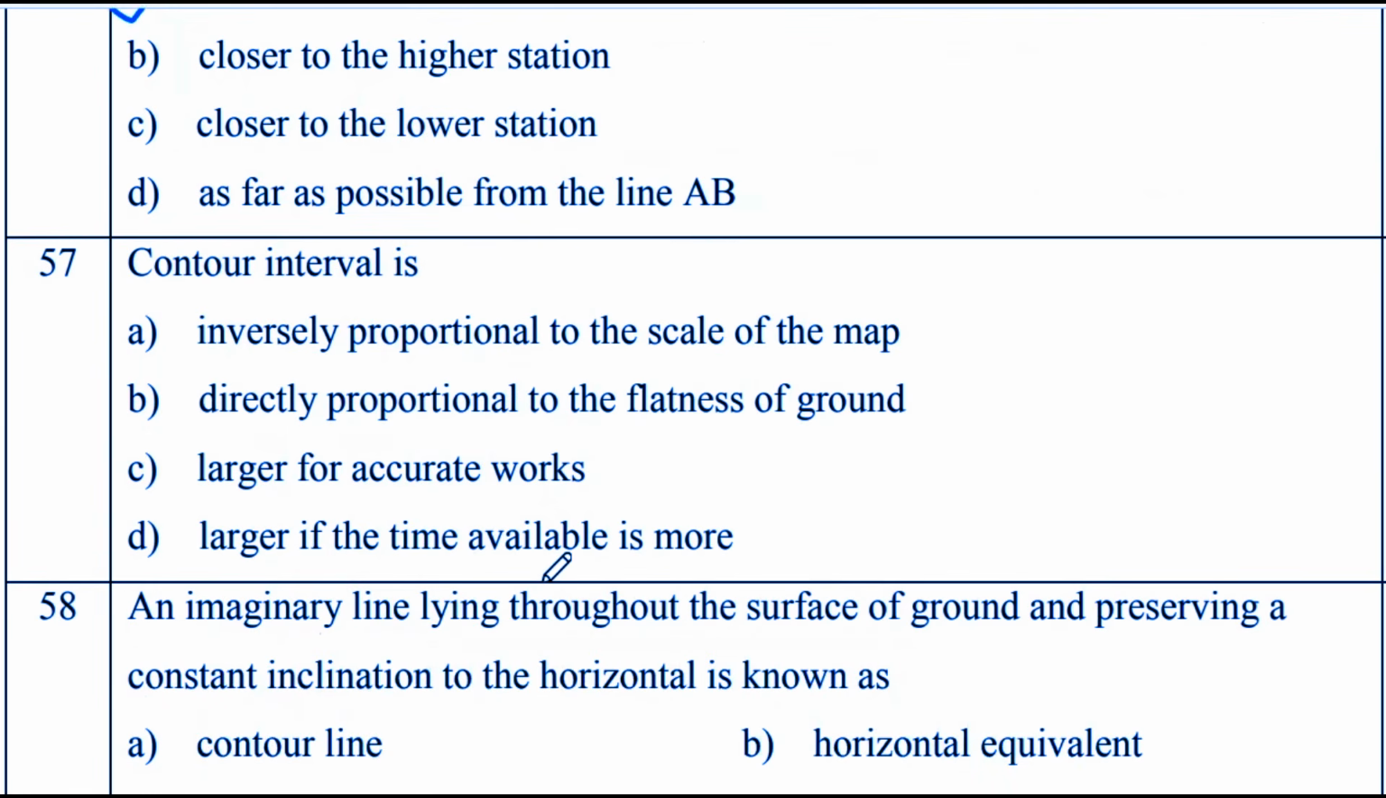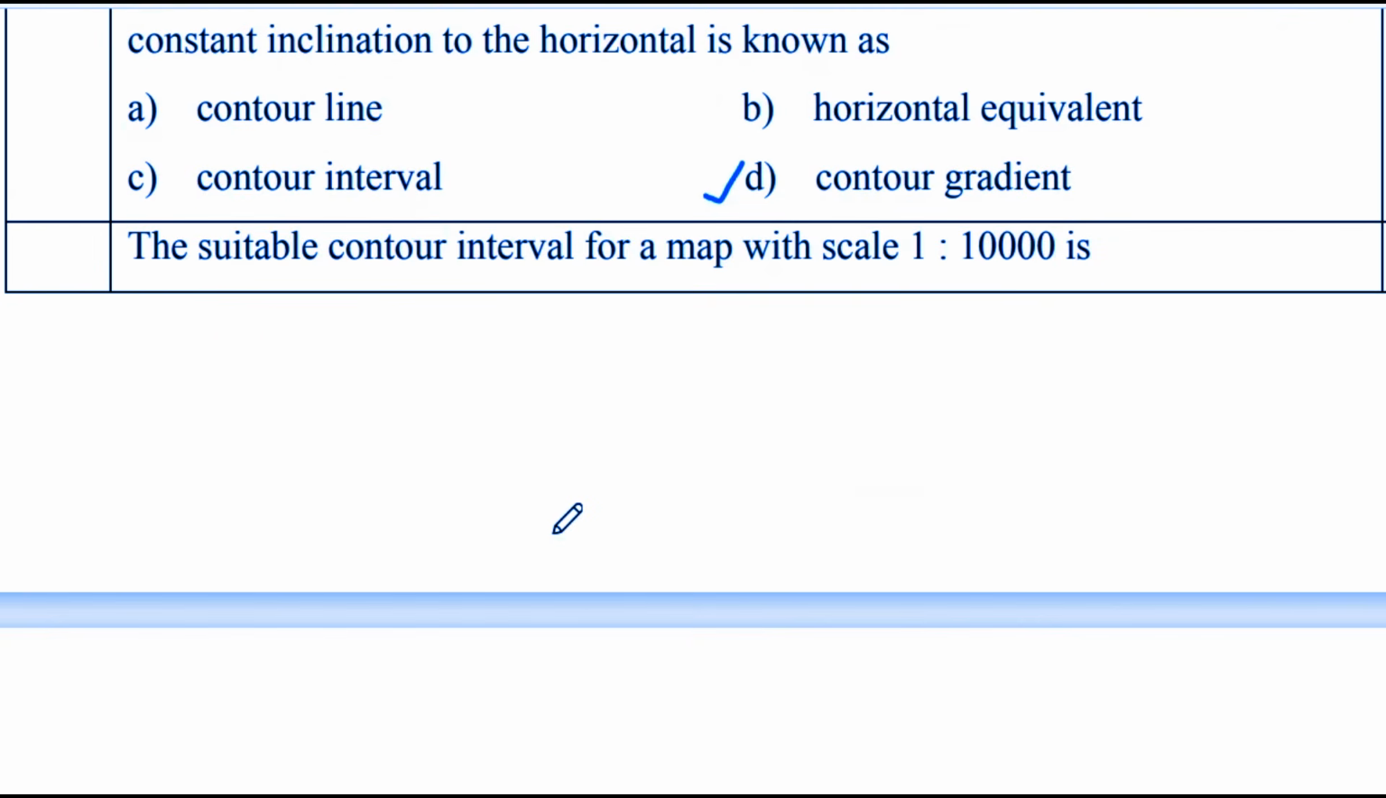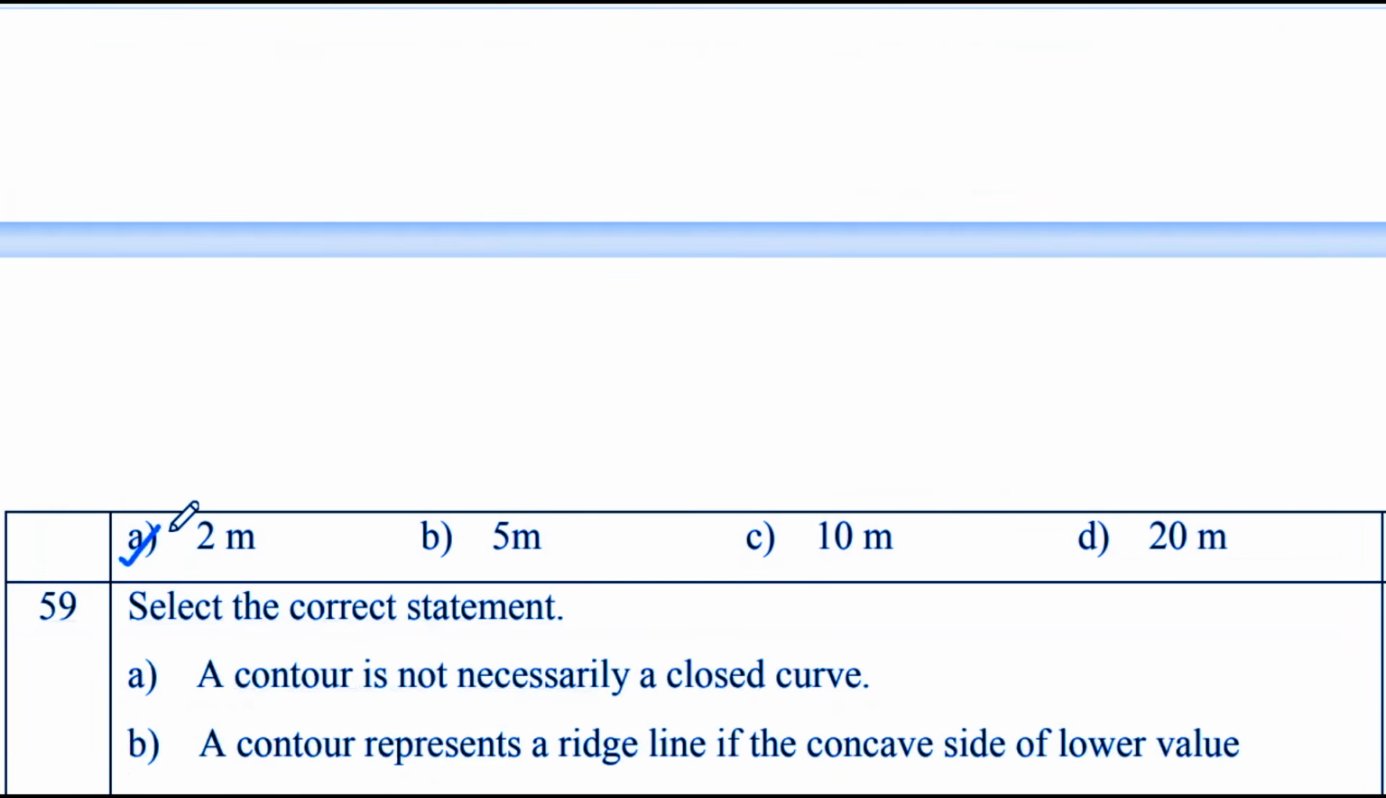Contour interval is inversely proportional to the scale of the map. An imaginary line lying throughout the surface of the ground and preserving a constant inclination to the horizontal is known as contour gradient. The suitable contour interval for a map with a scale of 1 to 10,000 is 2 meter.